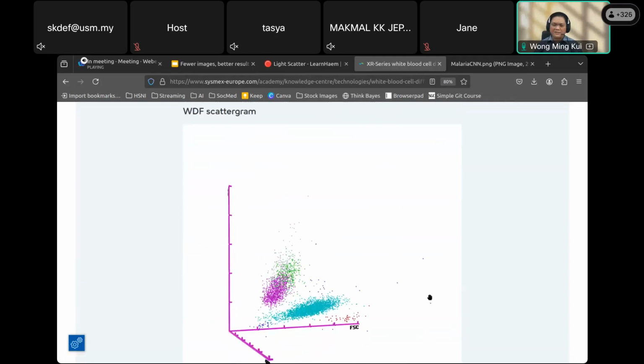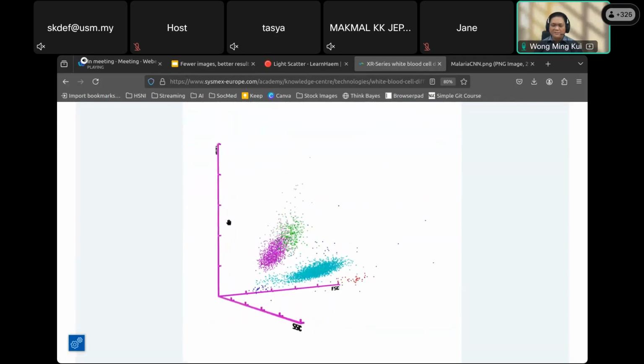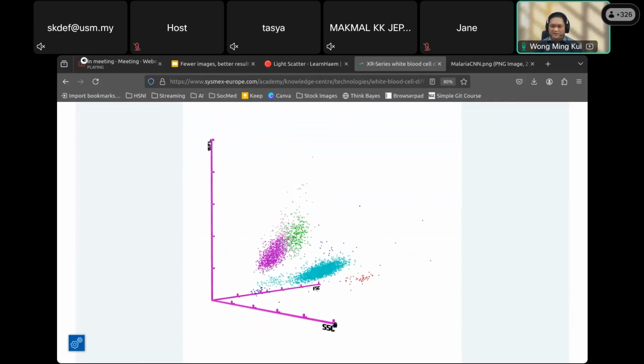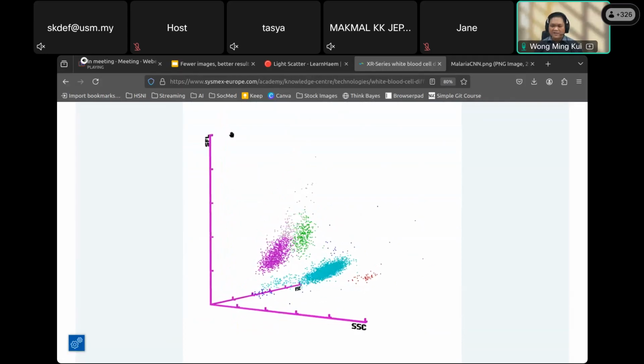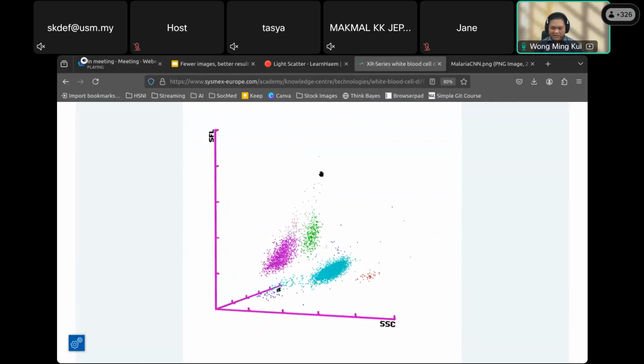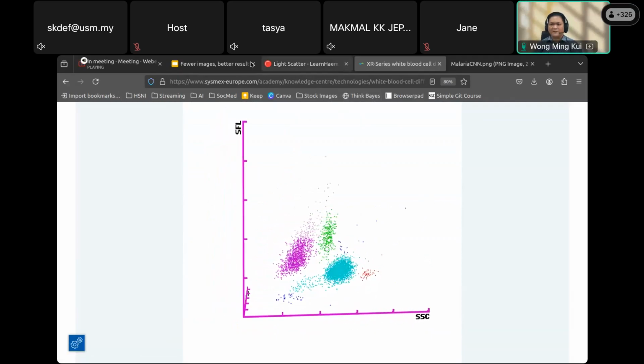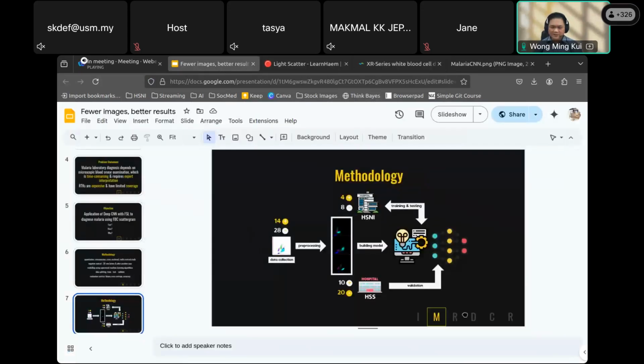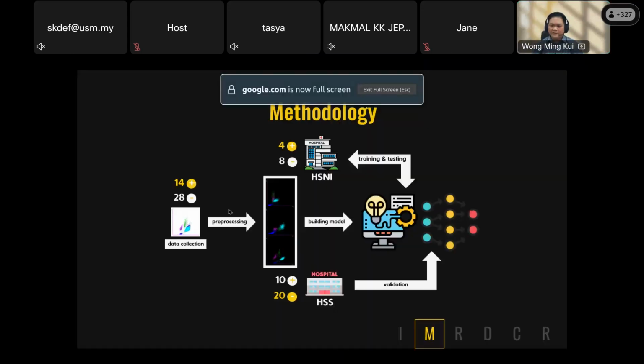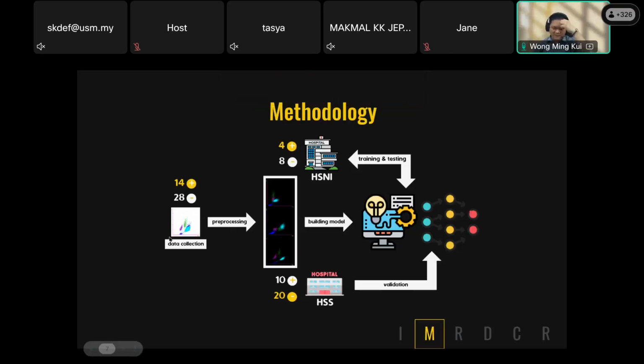Actually, if we plot the whole thing on the same graph, this is how it looks like. This is SSC, FSC, and this is SFL. Okay, this is the whole thing. This is how flow cytometry works. Normally, each image is one graph by itself.